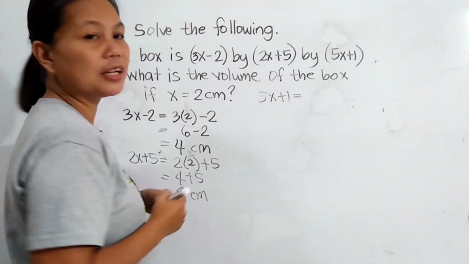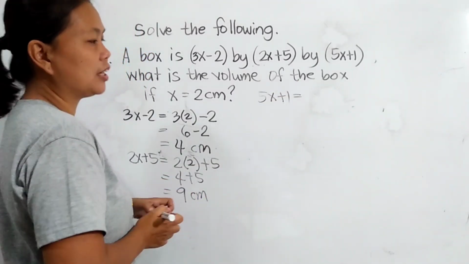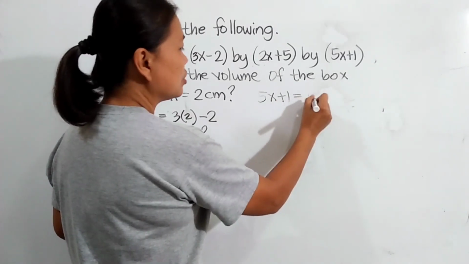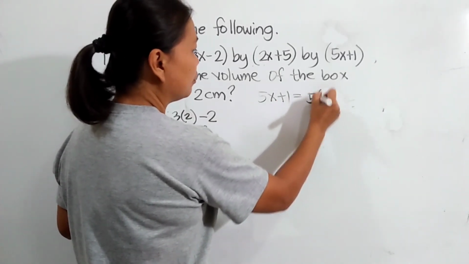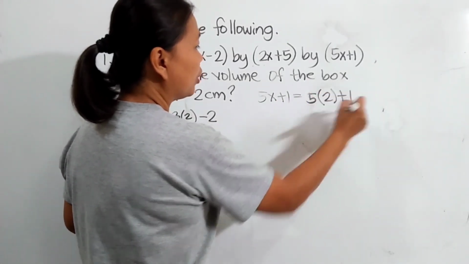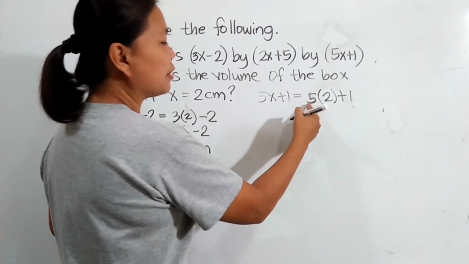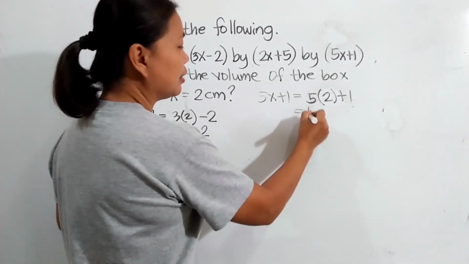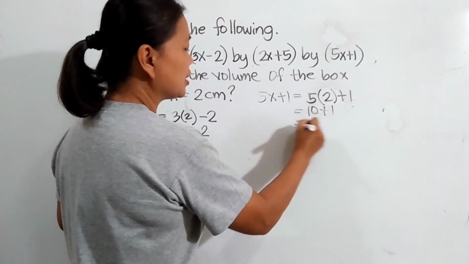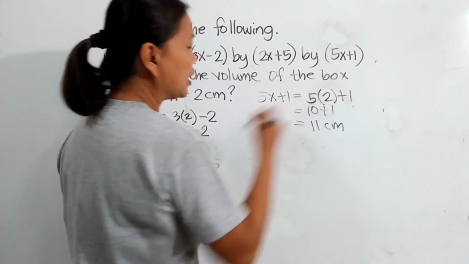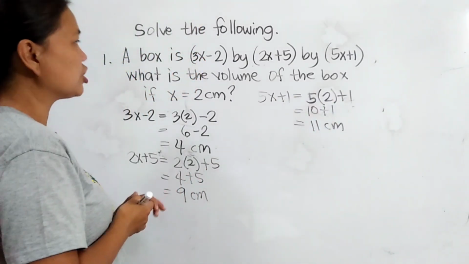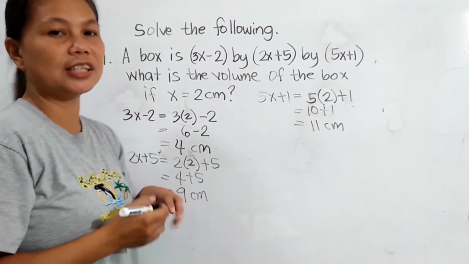So let us get the value of 5x plus 1. So substitute the value of x, which is 2. So we have 5 times 2 plus 1. So what is 5 times 2, which is 10, plus 1, which is 11. So the third value for our dimension of the box is 11 centimeters.